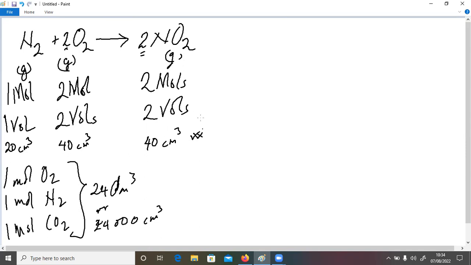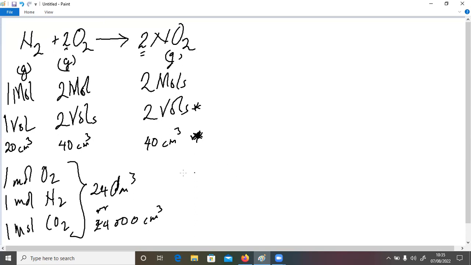This is a little bit different from when we had solids. When we had solids, this would not be implied. So in this case, it works. And why does it work? It's because we have already said that if I am considering 1 mole of any gas, it must occupy the same space.